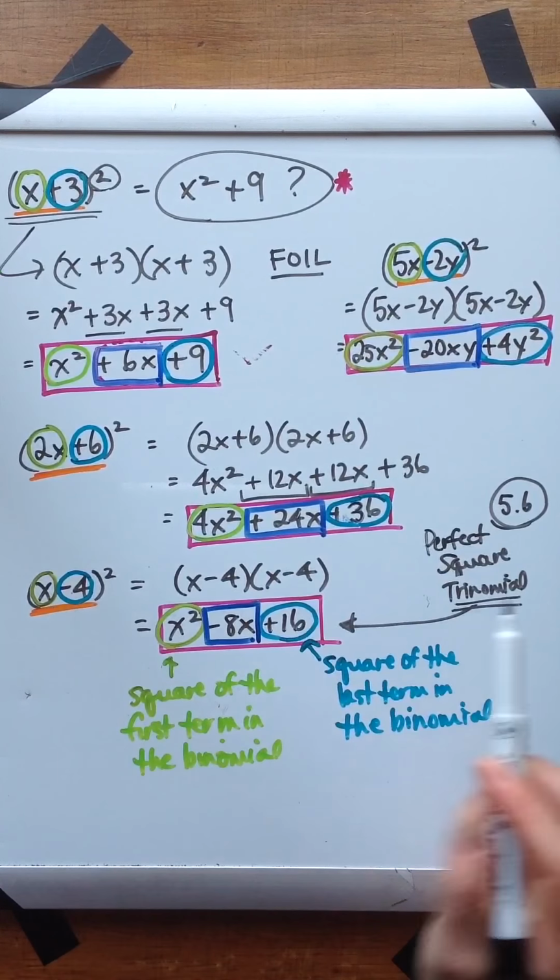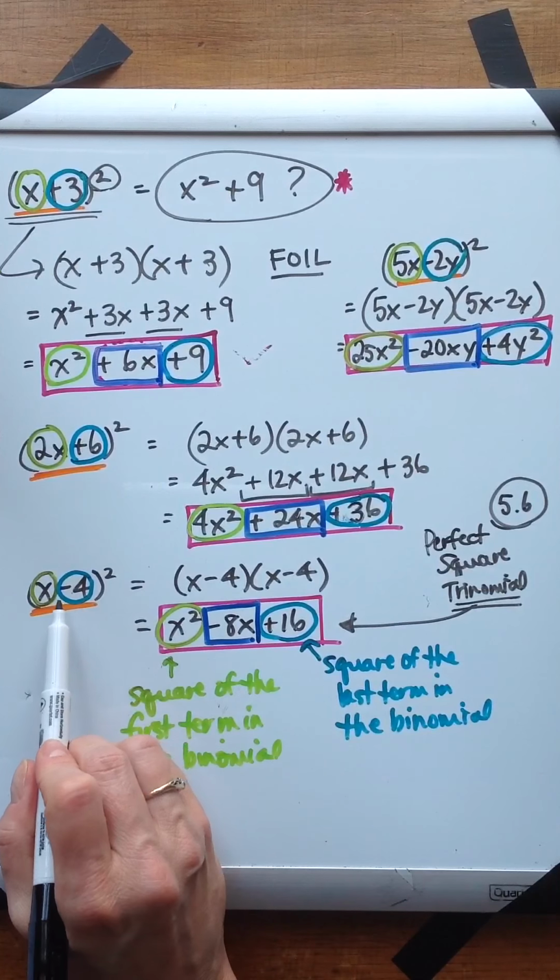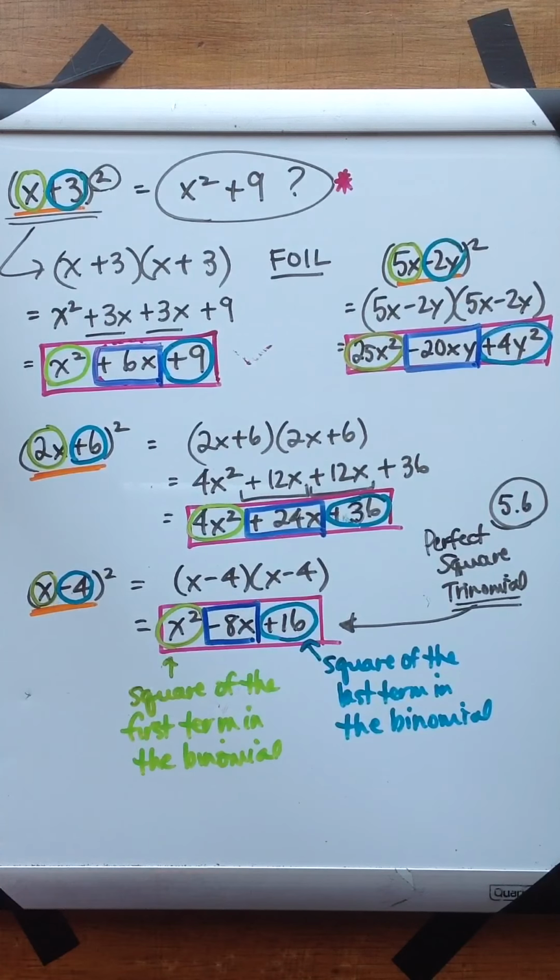I'll say that one more time. A perfect square trinomial is always the result of a binomial squared or a binomial times itself. Okay, in the next video, we'll look at another subset of binomials times binomials that yields a neat pattern.